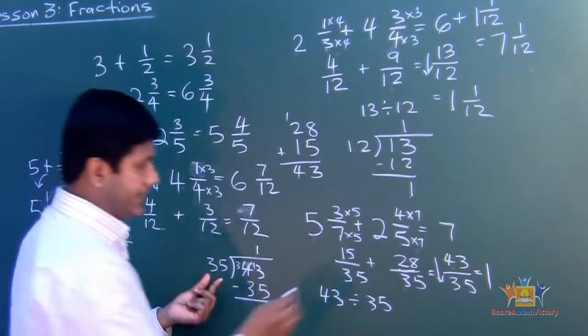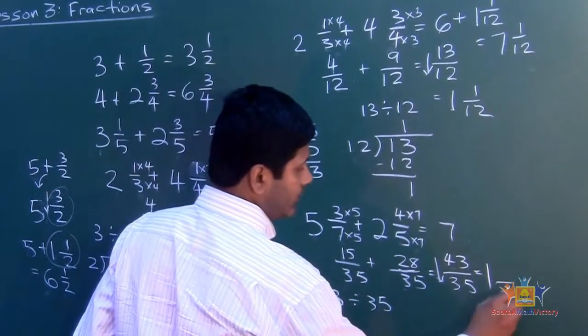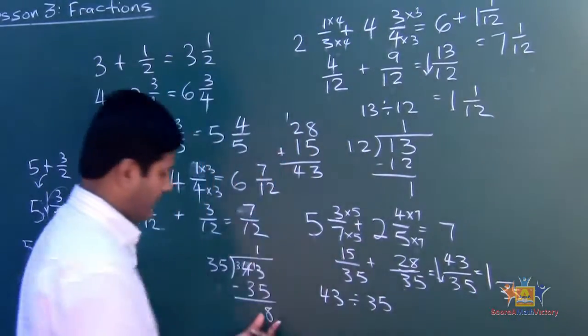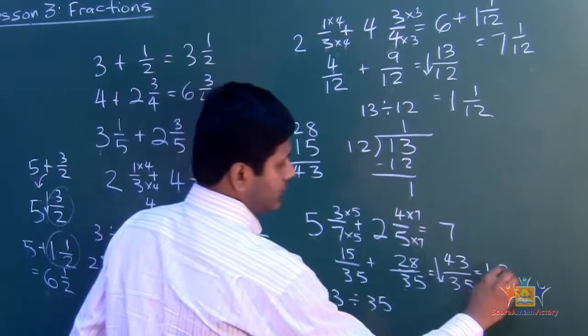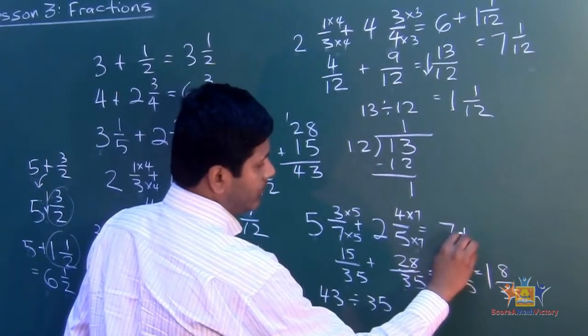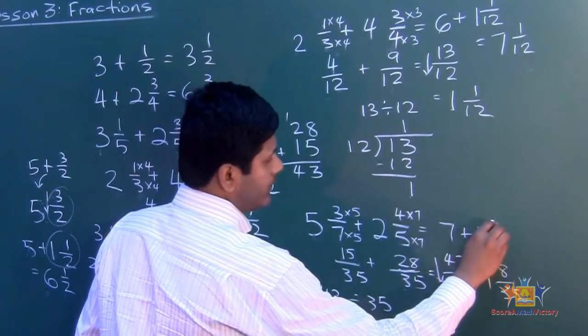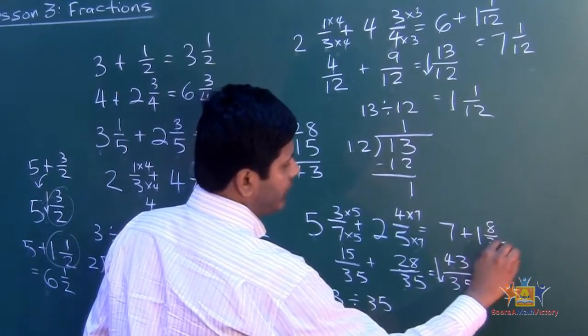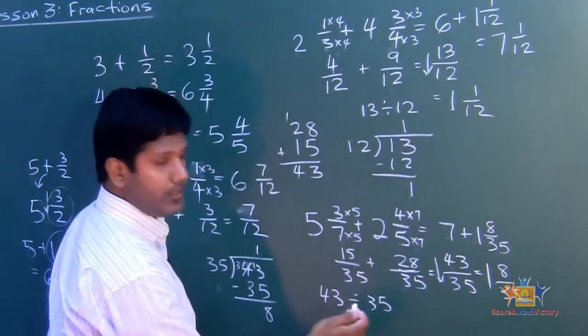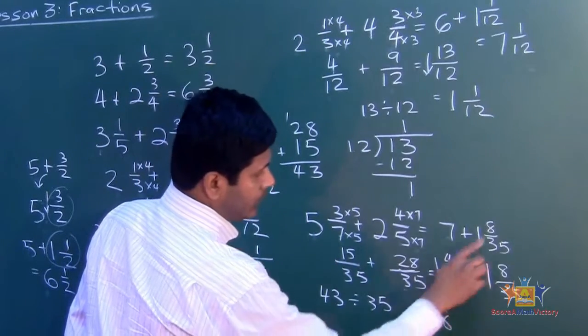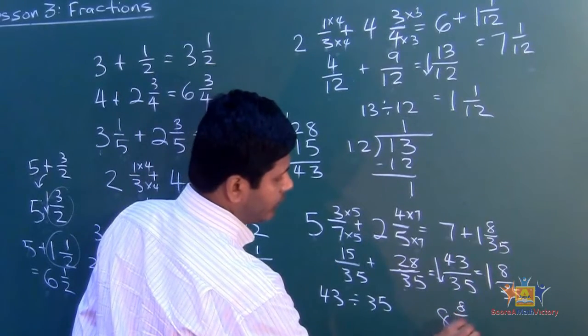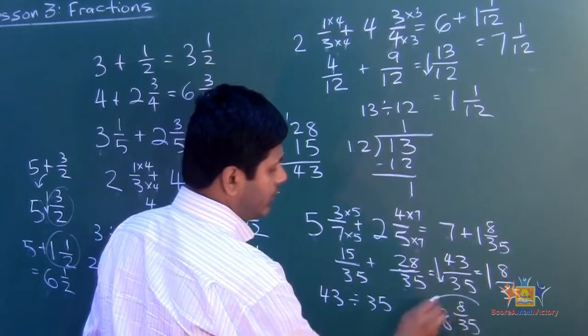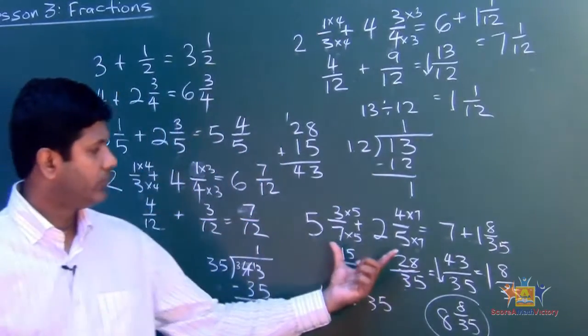35 is my denominator. And what's the balance? 8. So now I can combine that with this. Plus 1, 8 over 35. So 7 plus 1 is 8. 8 over 35. And that should be your final answer for this.